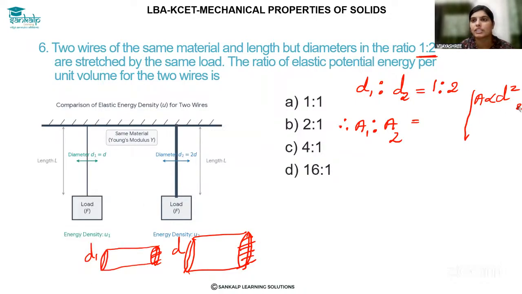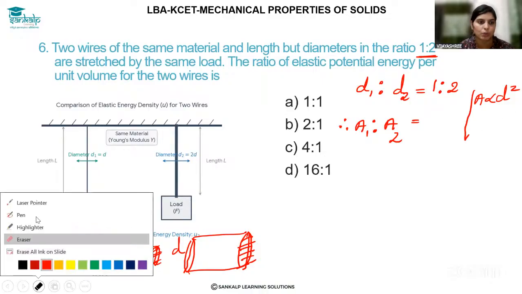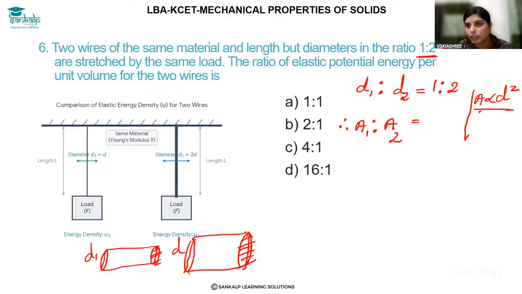Okay. So A is directly proportional to D square, right? Area is directly proportional to D square. We are given D1 is to D2, so D1 square is to D2 square, which is 1 square is to 2 square, which is equal to 1 is to 4. 1 is to 4.